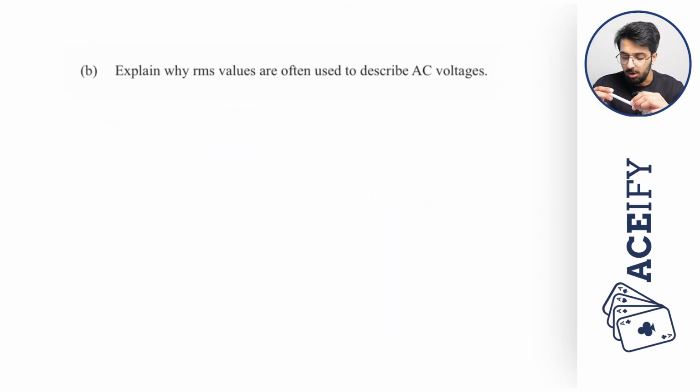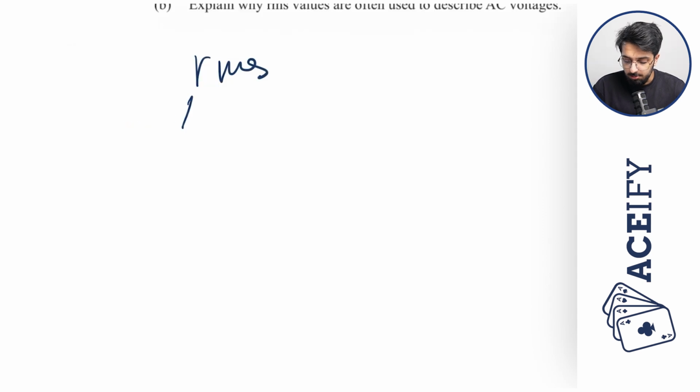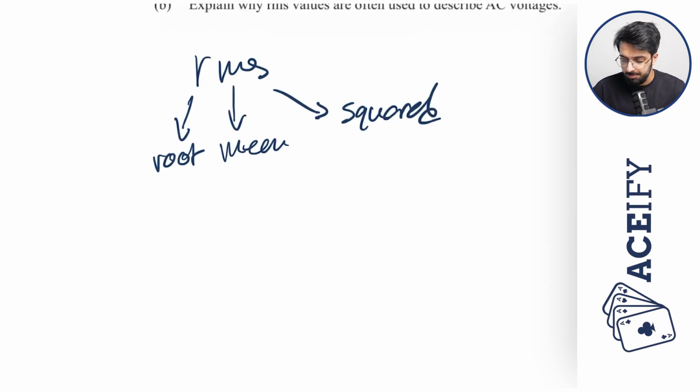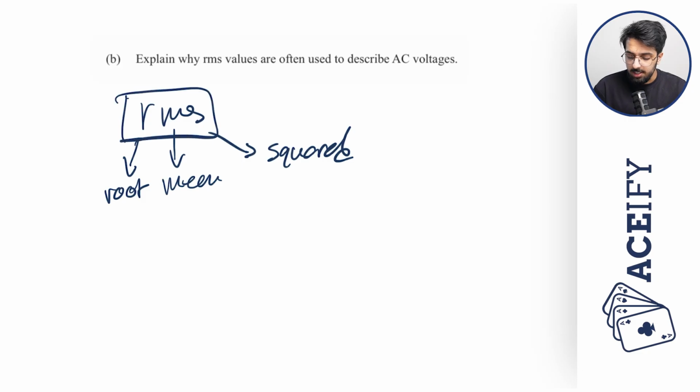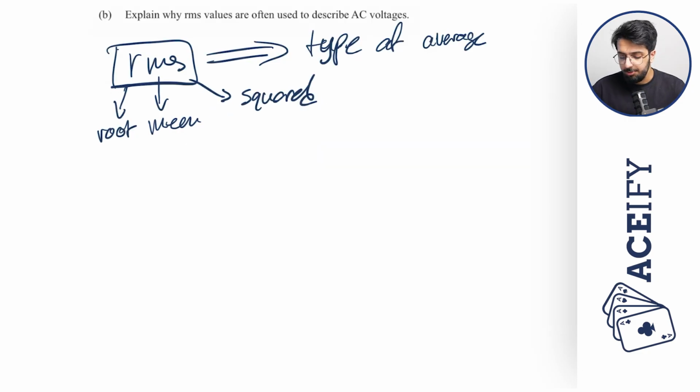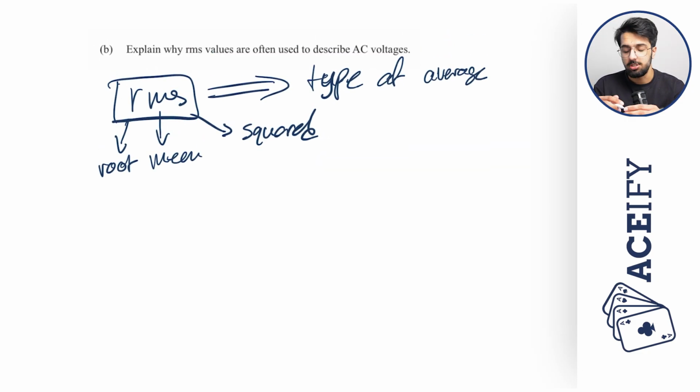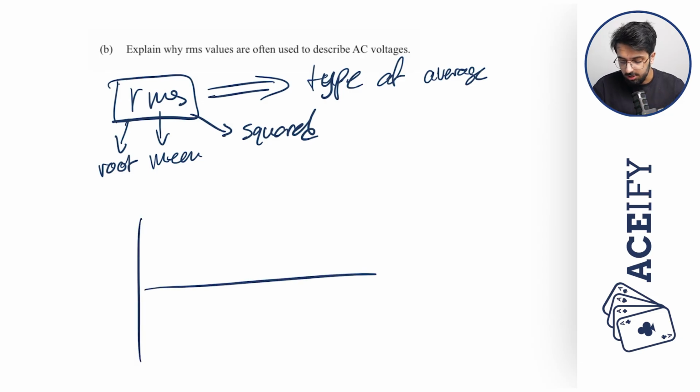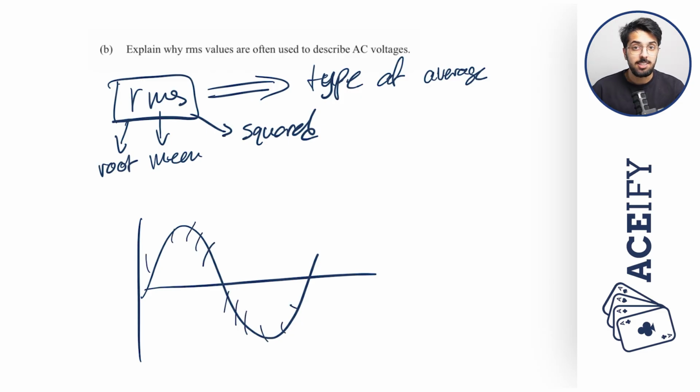Explain why RMS values are often used to describe AC voltages. Alright, so as we know, RMS means root mean squared, and RMS at the end of the day is a type of average. If we take our normal arithmetic mean, which is what we usually use to find the average, so we take all the individual values and divide by the amount of values that they are, and we do that for our normal sine function, because there are equal amounts of points above 0 and equal amounts of points below 0, these cancel out. And so therefore our arithmetic mean ends up being 0.